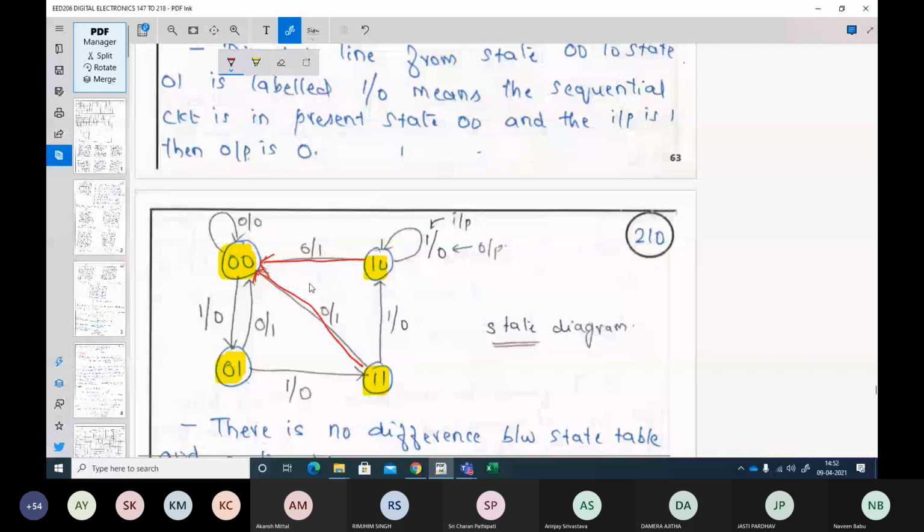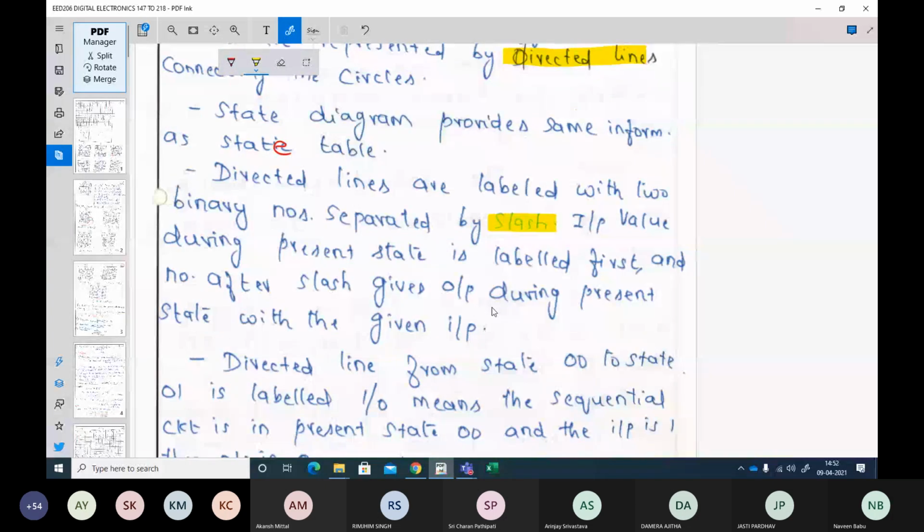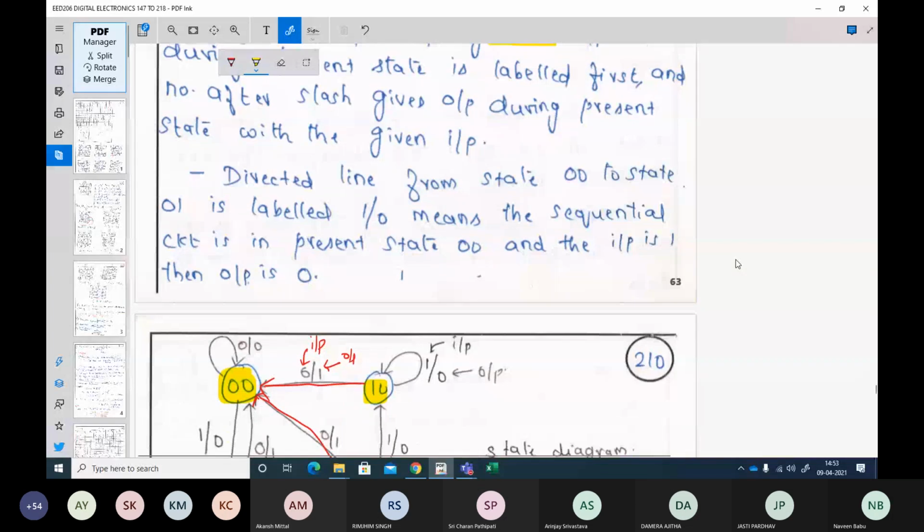They are separated by a slash. The input value during the present state is labeled first, and after the slash, the output during the present state is given. Now the directed line from state 0,0 to state 0,1 is labeled 1/0, which means the sequential circuit is in the present state 0,0 and the input is 1. I'll explain this, no need to go about this.